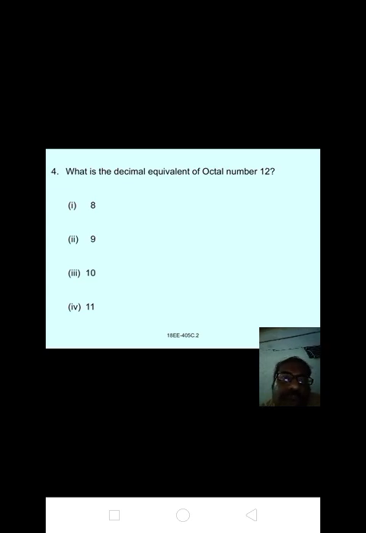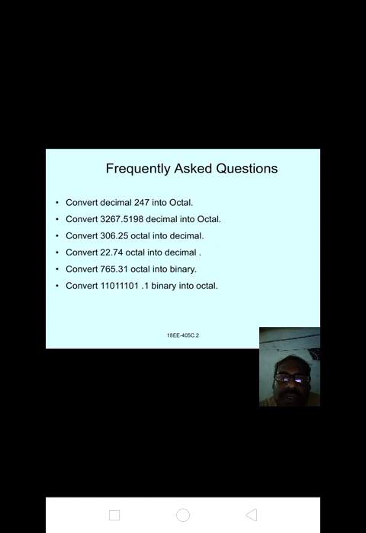1 into 8 power 2, 2 into 8 power 0, 8 power 1 కదా, అంటే 8 plus 2, 10. 10 is the answer. Frequently asked questions: convert decimal 247 into octal.